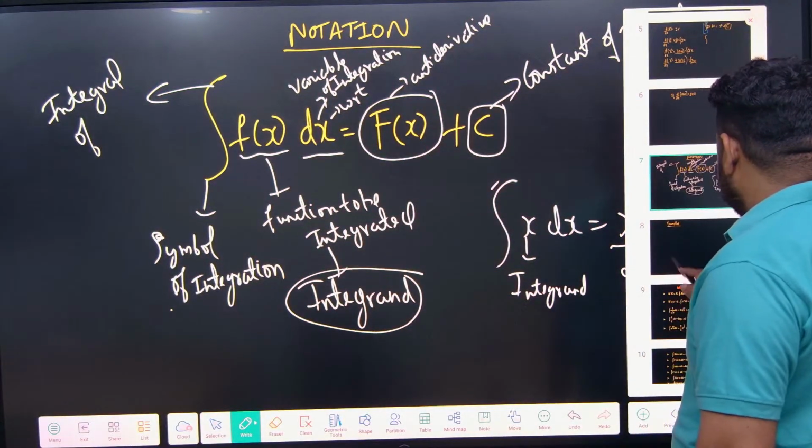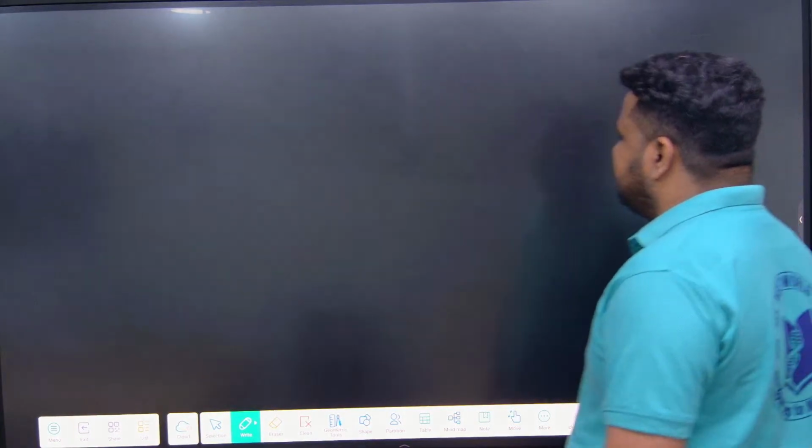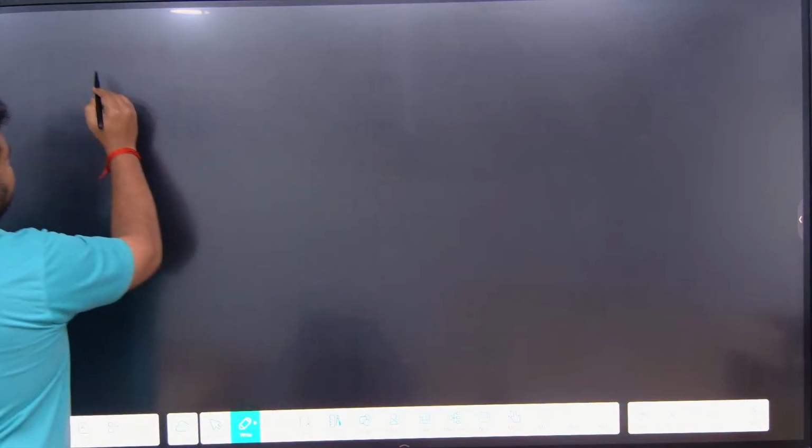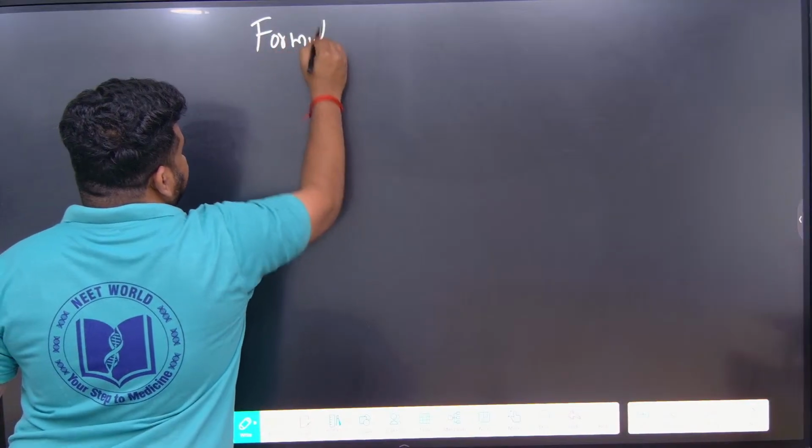Now let us go to some very important results, or the formulas. Before going to examples, let us see some formulas. Some very important formulas are there which you have to definitely know. I will write the formula here. I hope it is visible.